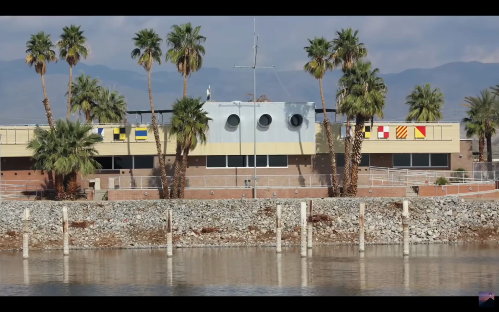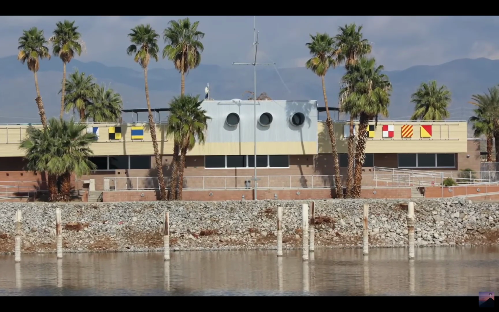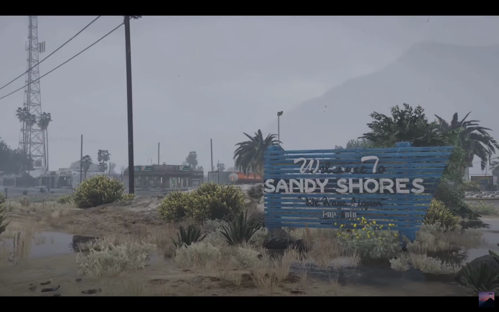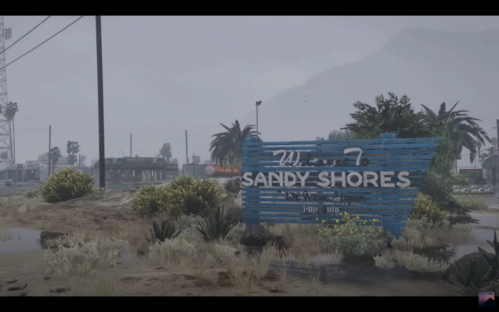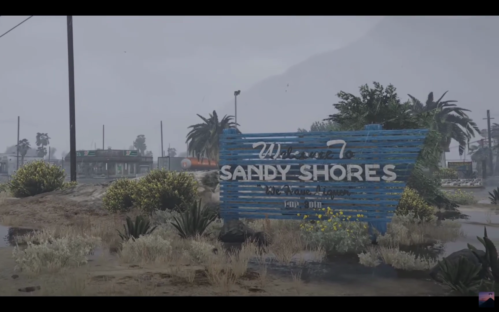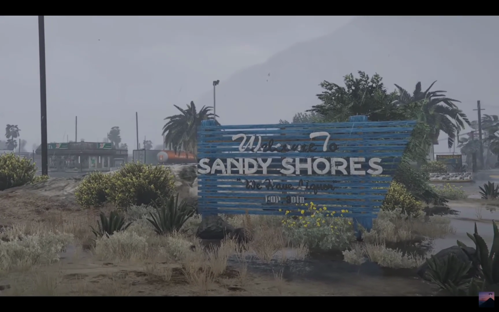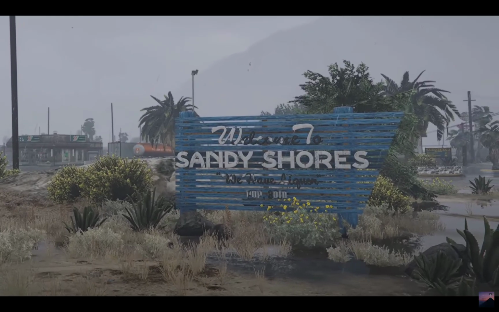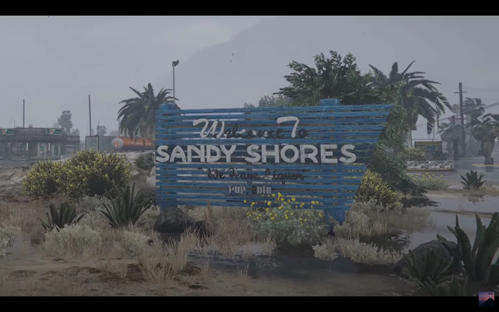So now you know why Sandy Shores looks the way it does. It's because the Alamo Sea is polluted and it's based on the real-life tragedy of the Salton Sea. So in the 1950s and 60s, Sandy Shores would have been a huge tourist destination. And that leads me on to the nearby famous abandoned motel.